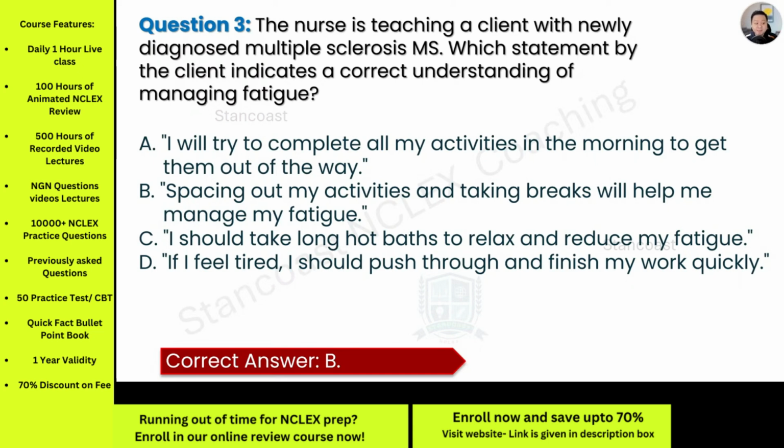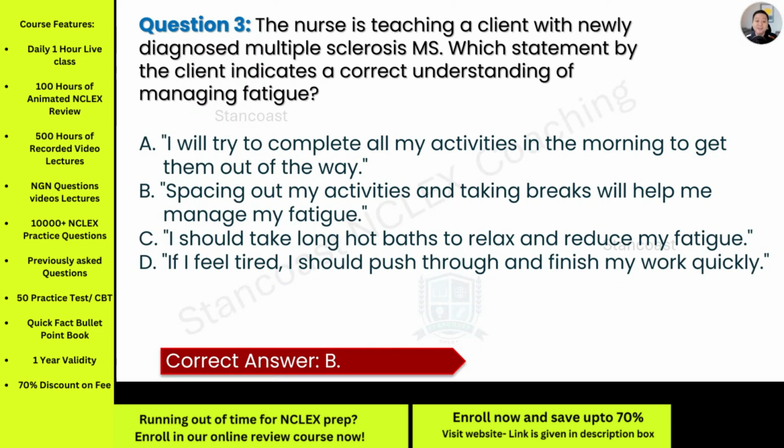If you select the letter D, that is also incorrect, because if they're pushing through their fatigue, this can lead to exhaustion and can worsen their symptoms as well. Now, when you answer this question, you have to look for those keywords that align with the best practices: balancing, conserving energy, and also rest. And make sure you eliminate those options that suggest behaviors likely to worsen their symptoms, such as pushing through fatigue or exposure to extreme temperatures, like hot baths.